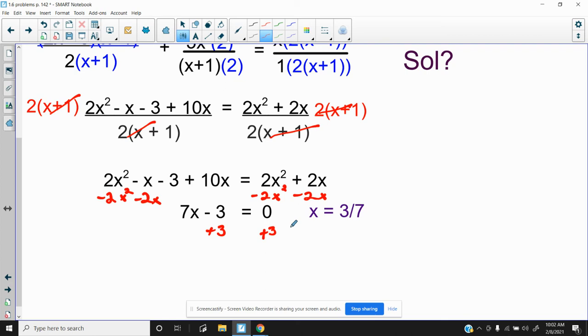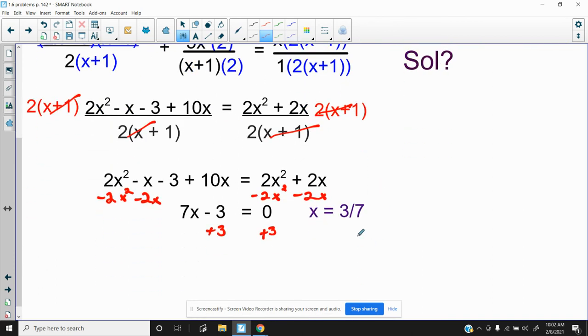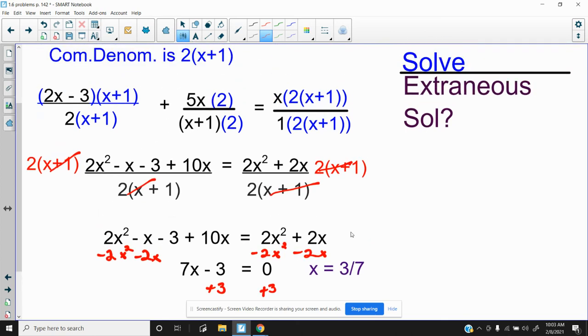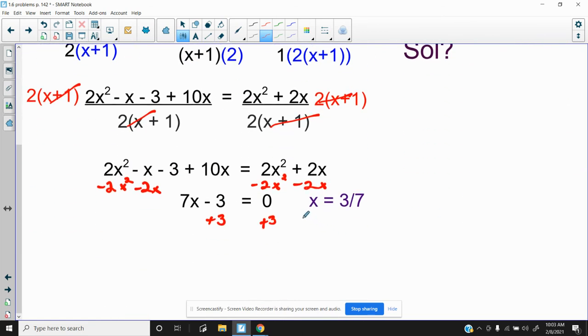Now, if we go back and check, x could not be negative 1. Well, it's not negative 1, so that's A-okay. If you want to check your answer to make sure you don't get 0 in the denominator, you can, but we've kind of already taken care of it up here. So we have a solution, x equals 3/7.